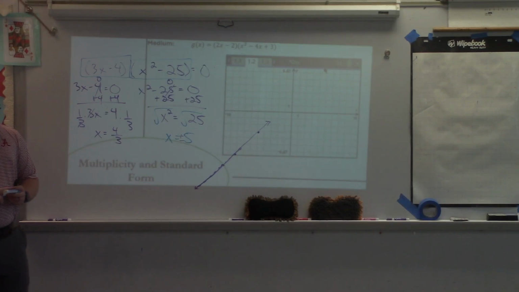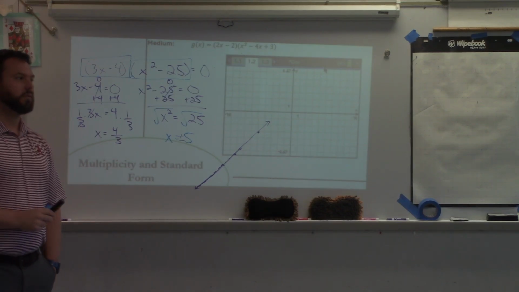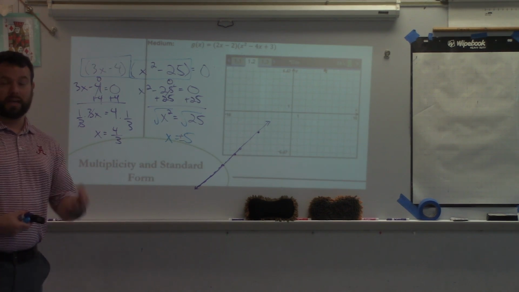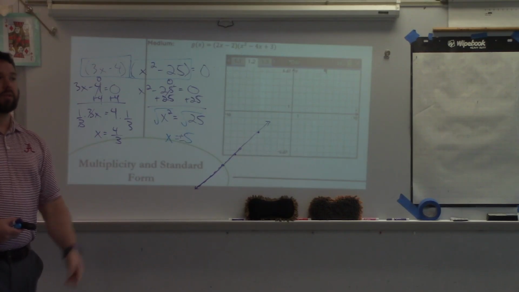Guys, when you take a square root, it's a positive and a negative 5. Calculator can't tell you that. You got to think through that. When you take a square root, it's got to be a positive and a negative 5. You've got to attend to that detail. You got to recognize, slow down, and realize, hey, I need 3 zeros. I'm missing 1.